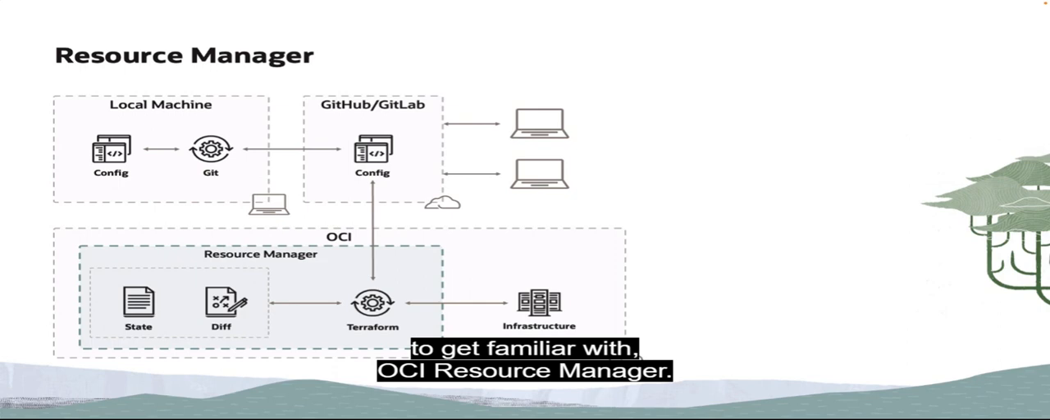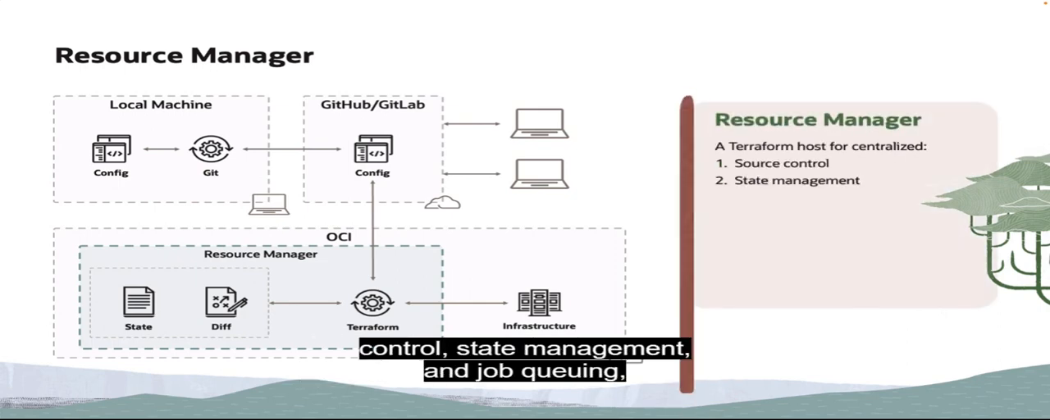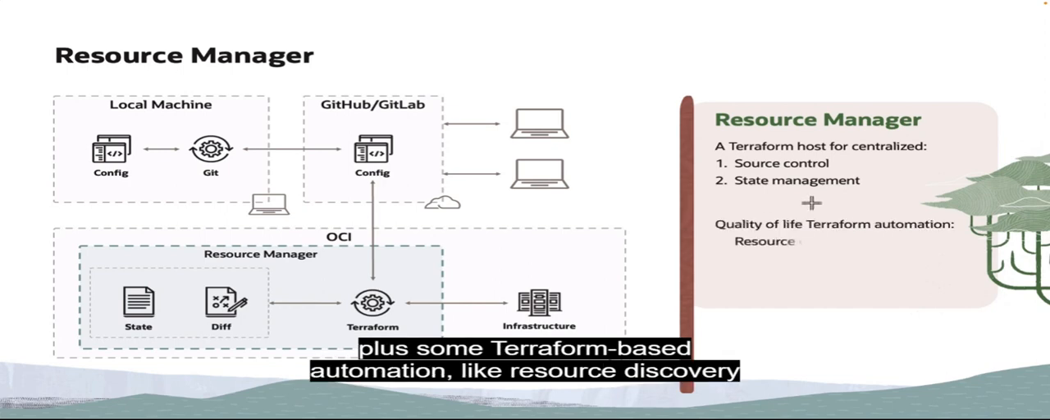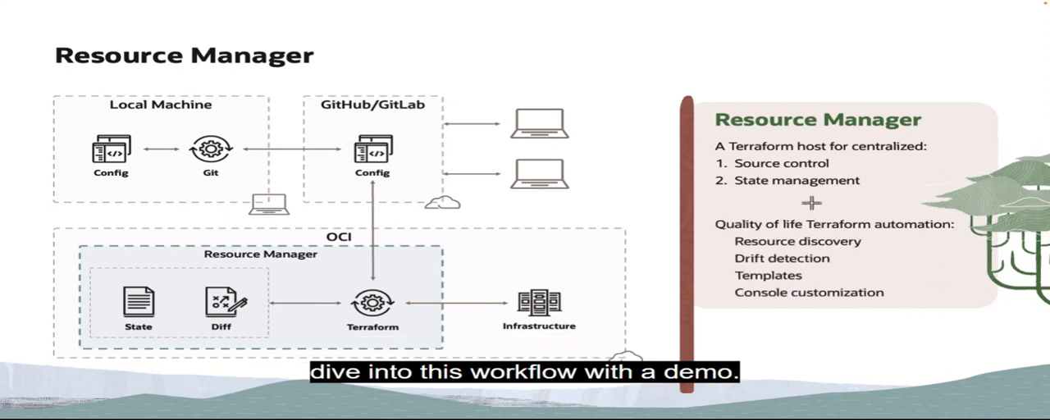This brings us to a really important tool to get familiar with, OCI Resource Manager. You can think of it as a cloud-based Terraform host for centralized source control, state management, and job queuing, plus some Terraform-based automation like resource discovery and drift detection. We'll go over each of those in detail later, but for now, let's dive into this workflow with a demo.